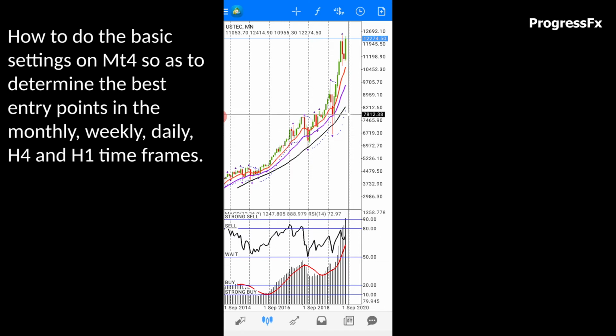Now, what you're supposed to do is, in every first month of the year, you allow the market to do a possible retracement. You see these particular two candles in the case of NASDAQ.